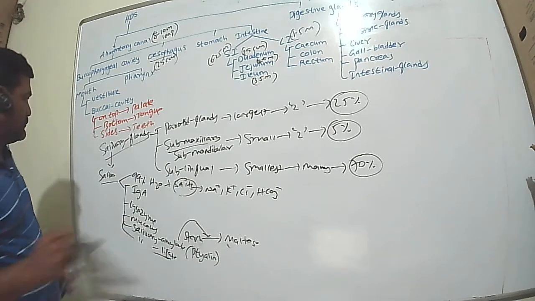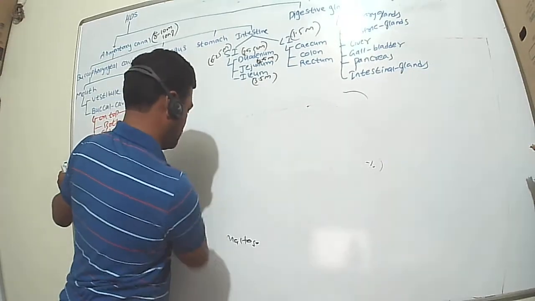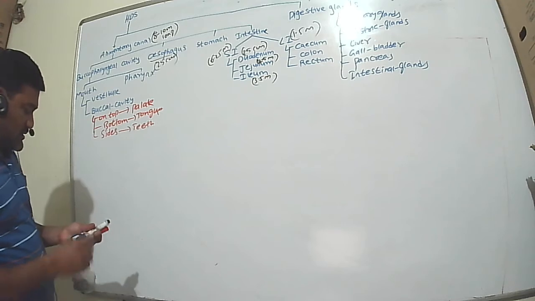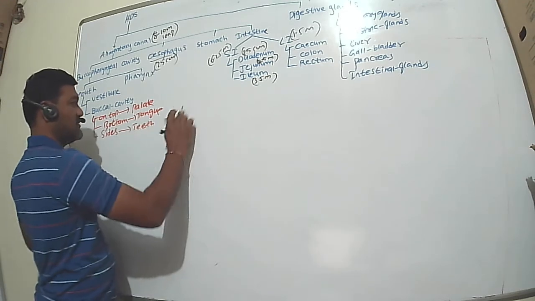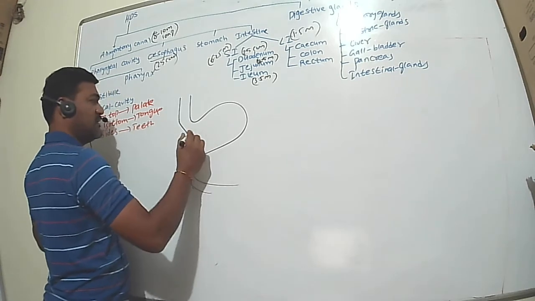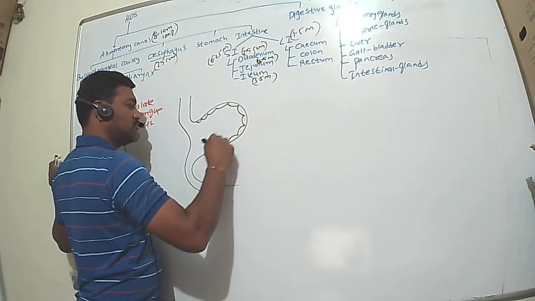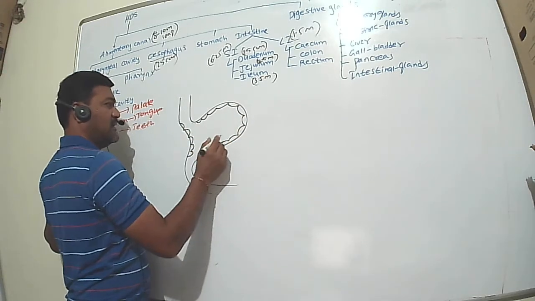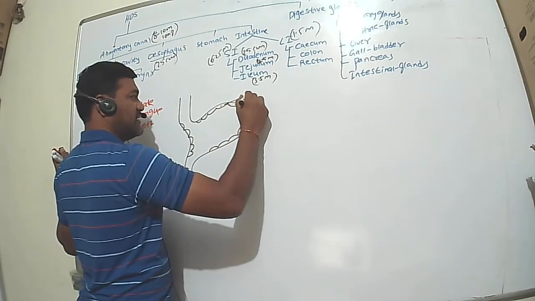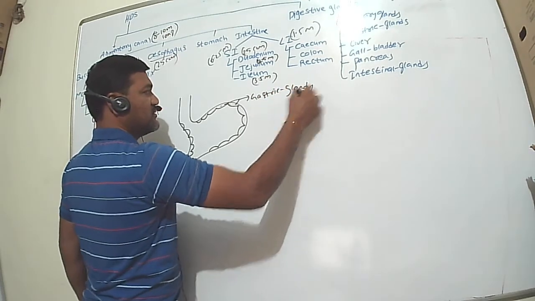Next, coming to gastric glands. Look at here. This is the stomach, and the stomach has the mucosal lining, and here and there some groups of cells, these mucosal cells, will act as gastric glands. They release gastric juice, hence they are called gastric glands.